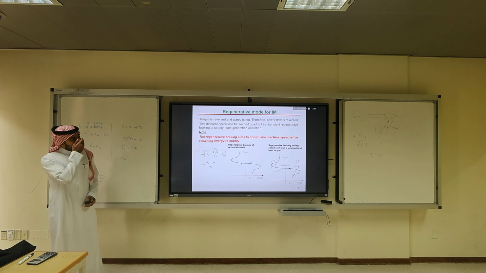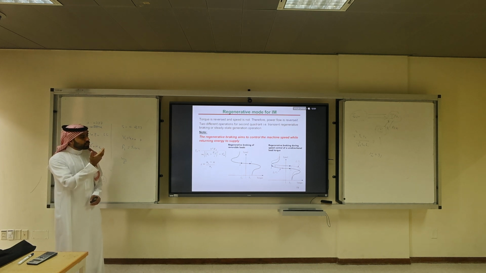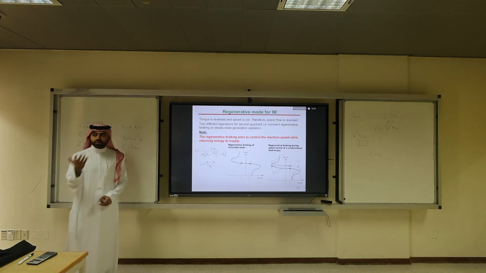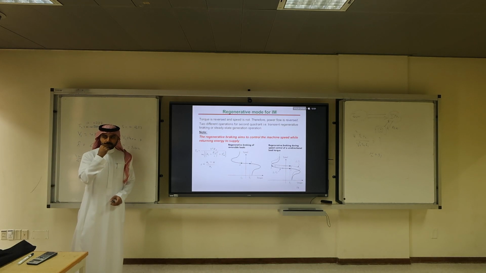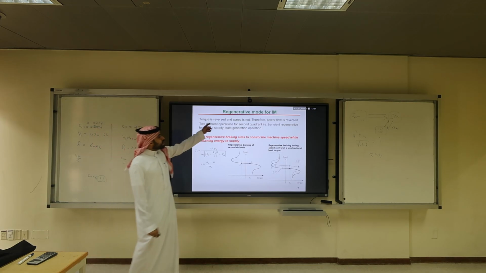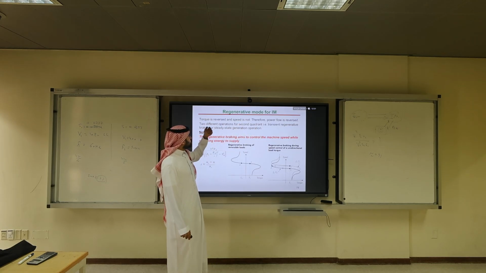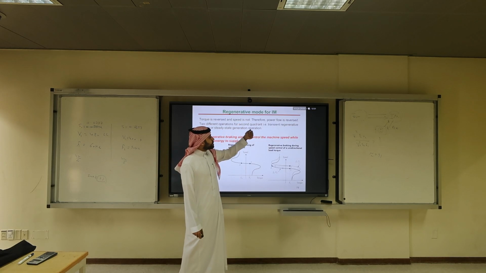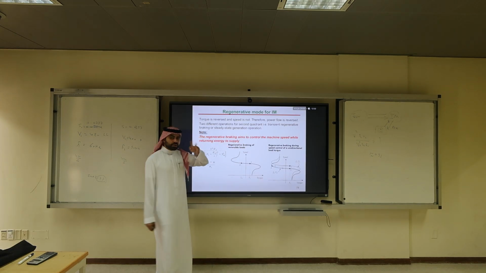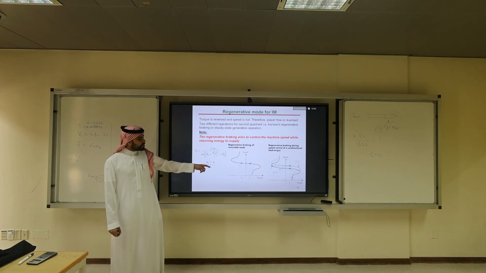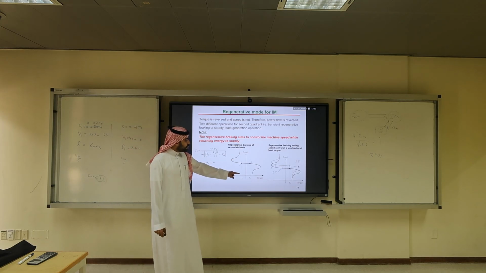Now, here is a question. What if I want to change the speed and I don't have an active load? Torque is reversed and speed is not. That's the previous example. The power flow is reversed. Two different operations for the second quadrant. We have two different operations. One with active load, one without active load. This is with the active load.